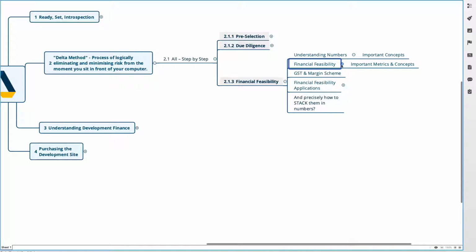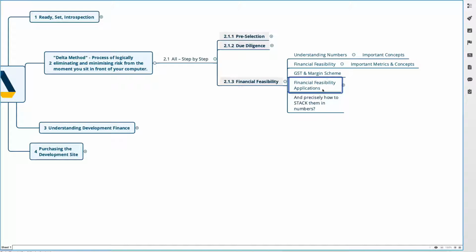So financial feasibility, important metrics and concepts, GST, margin scheme. If you're not from Australia, if you're from anywhere else in the world, this won't apply to you. So you can skip that video, because I've got the full application for the international market as well, which was put together keeping in mind that there are a lot of people from the US who've been wanting to do it. I've already sold courses in the US.